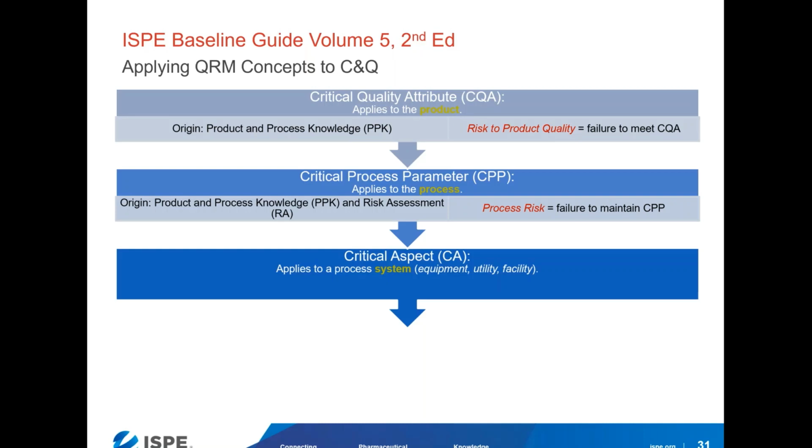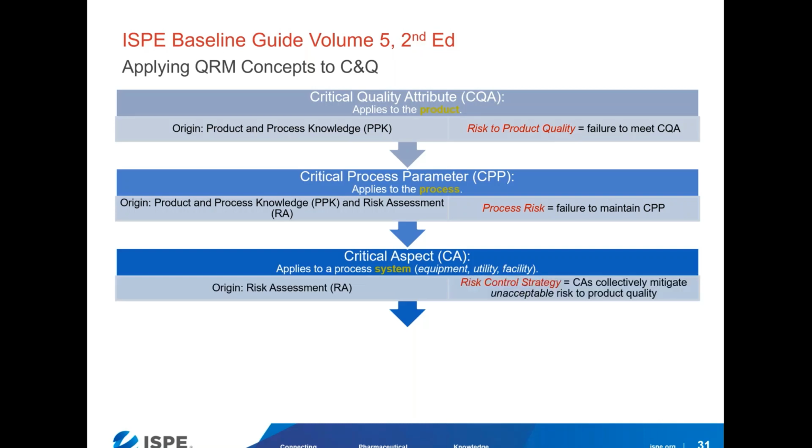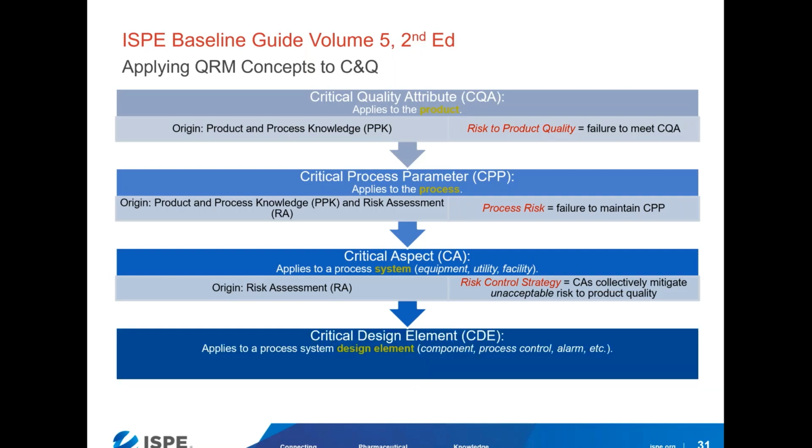We then identify critical aspects through the risk control process. Critical aspects apply to process systems such as equipment or utility or the facility itself. And it originates from risk assessment, and we define our risk control strategy as critical aspects collectively mitigate unacceptable risk to product quality.